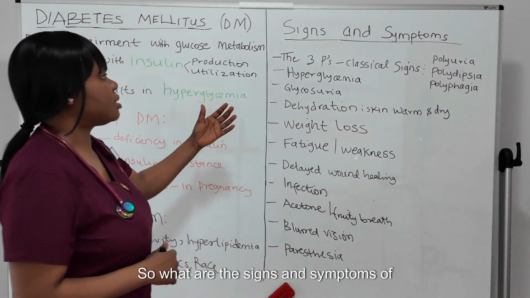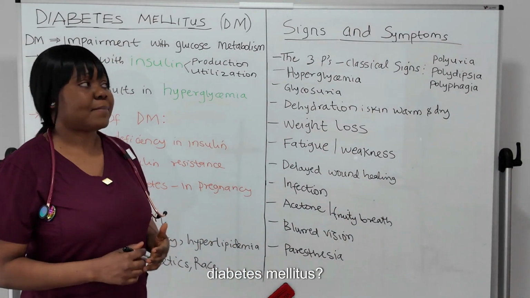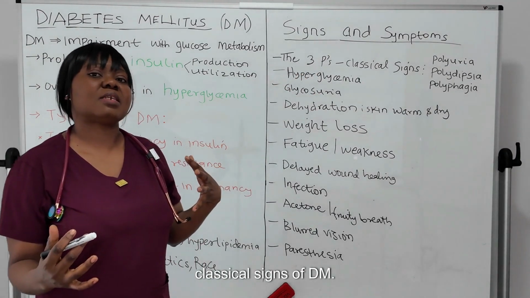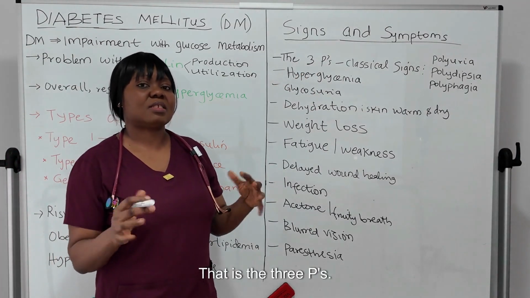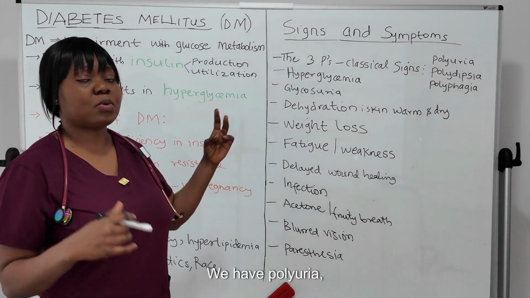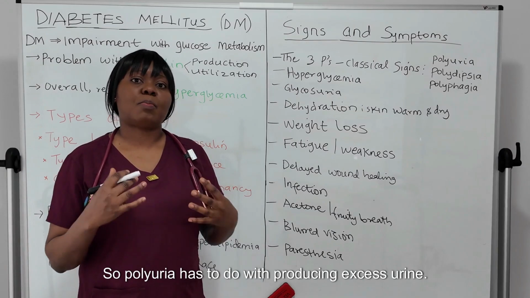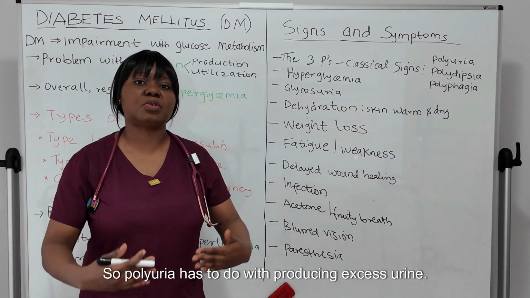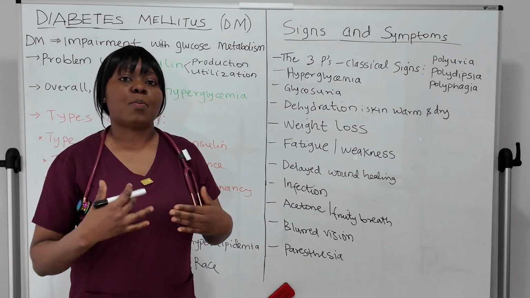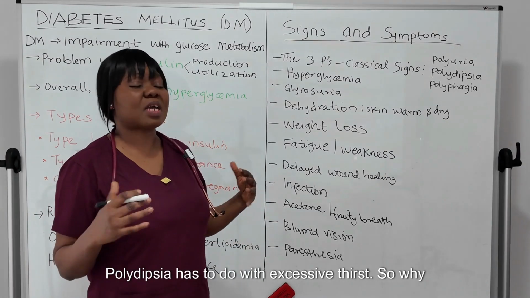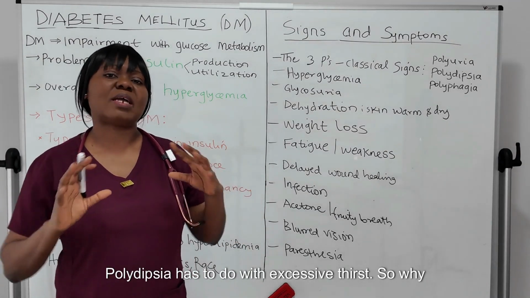So what are the signs and symptoms of diabetes mellitus? The first one is what we call the classical signs of DM. That's the 3 Ps. We have polyuria, polydipsia, polyphagia. So polyuria has to do with producing excess urine. Polyphagia has to do with excessive hunger. Polydipsia has to do with excessive thirst.